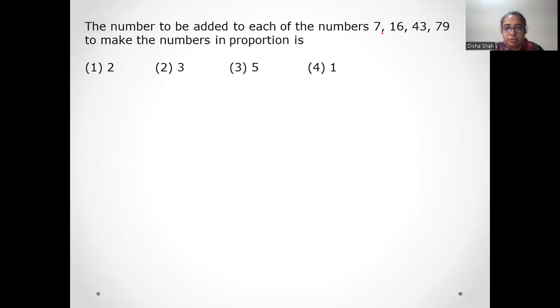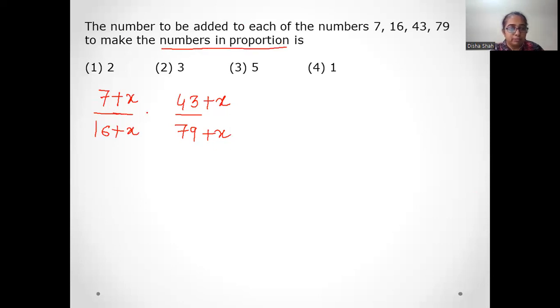The number to be added to each number to make the number in proportion. So the numbers are 7, 16, 42 and 17. The number to be added to each number. आपको एक नंबर ऐड करना है, जैसे कि सपोज आपने x ऐड कर दिया. Then the numbers become in proportion. In proportion मतलब ये और ये equal.